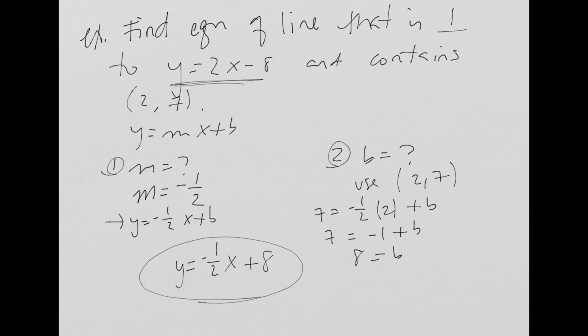Nothing's changed in the way we're doing this. We're still trying to find our m, then we're going to find our b by plugging in a point. We just have this extra little piece of information about being either the same slope or the opposite reciprocal.